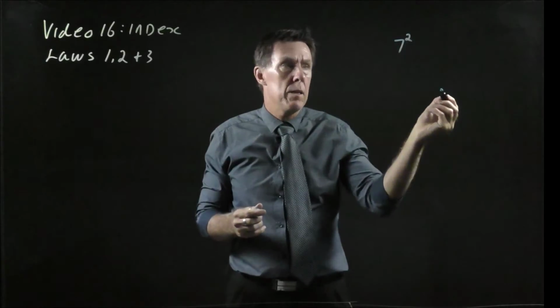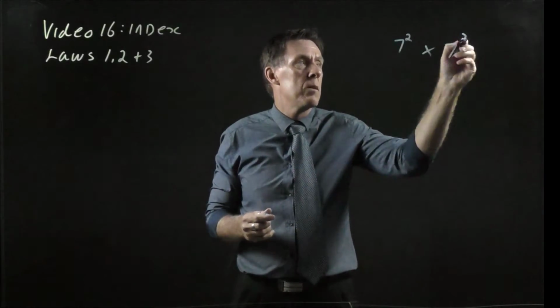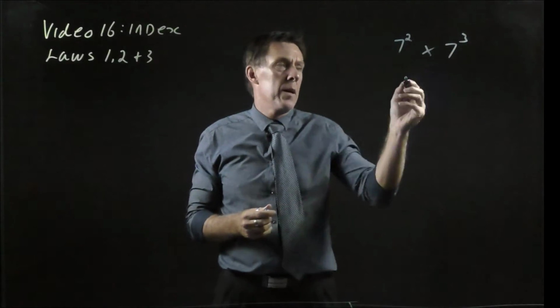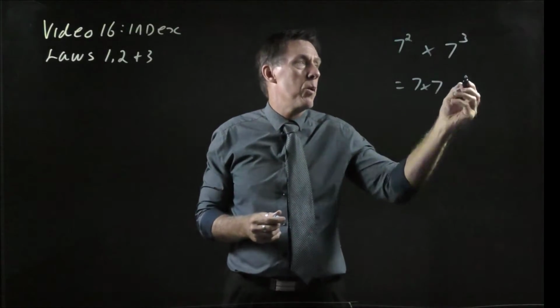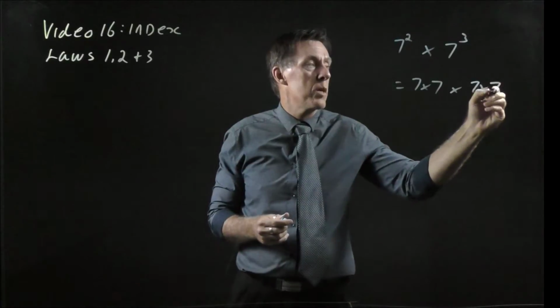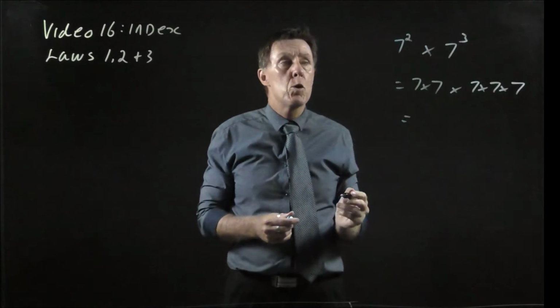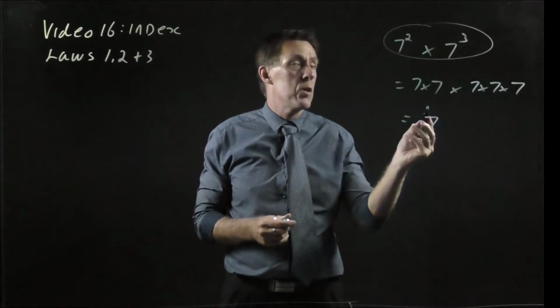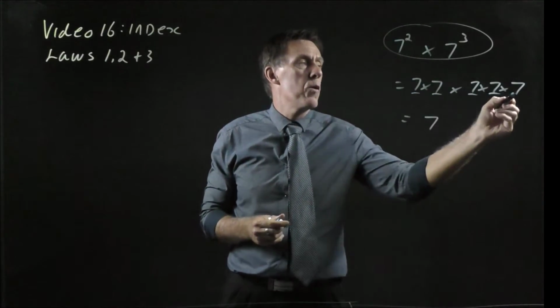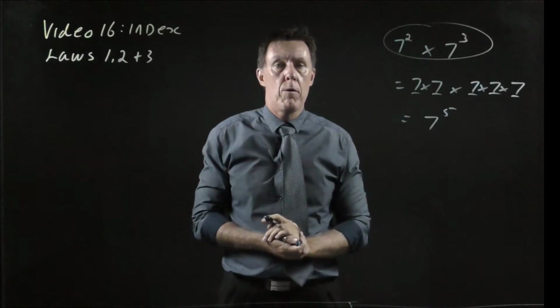7 squared multiplied by 7 to the power of 3, 7 squared is obviously 7 times 7, multiplied by 7 cubed, 7 times 7 times 7. So in shorthand form, that's obviously 7 to the power of 1, 2, 3, 4, 7 to the power of 5.